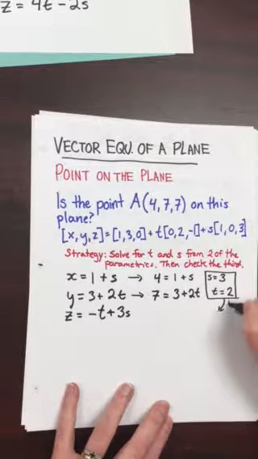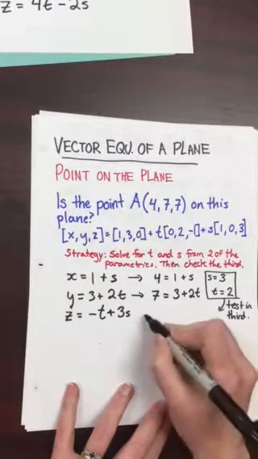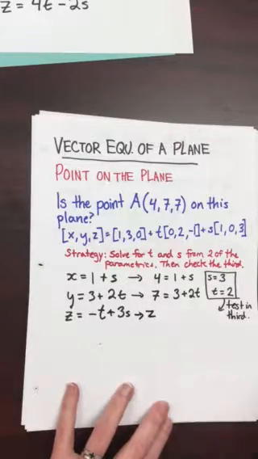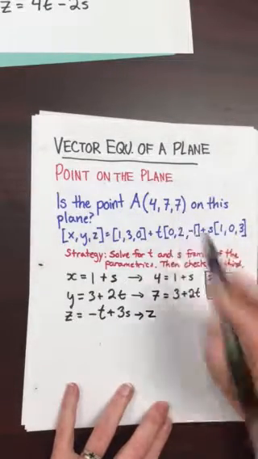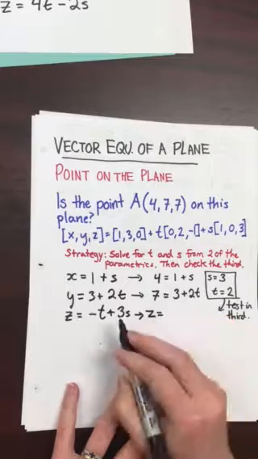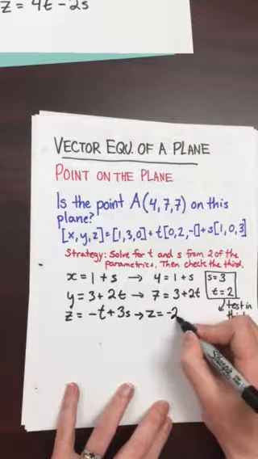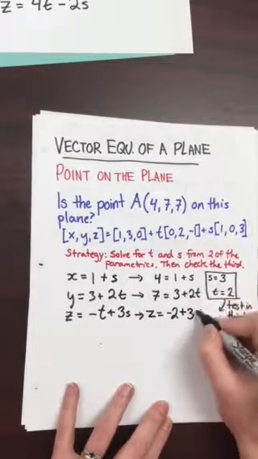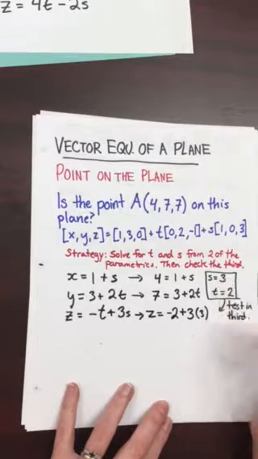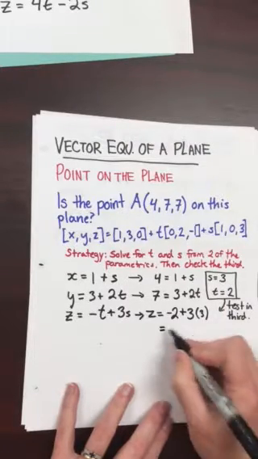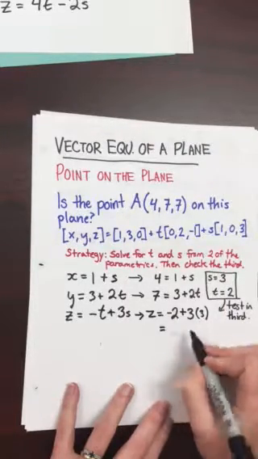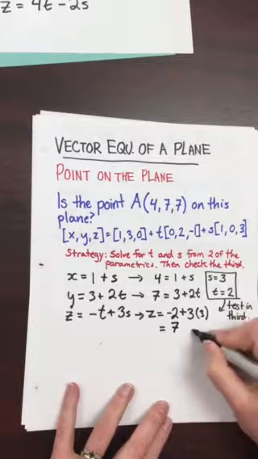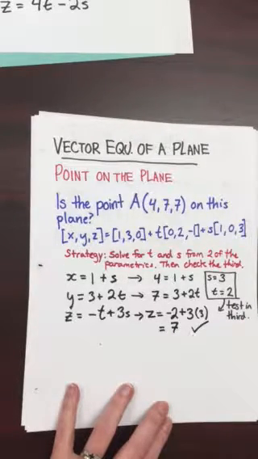Then we test out the s and t that I just found in the third parametric equation. I'm hoping that z equals 7, because that's what I want. Z is equal to negative t, so negative 2, plus 3 times s, and s is equal to 3. So that's equal to negative 2 plus 9, that's indeed 7. So that means our point is on the plane.